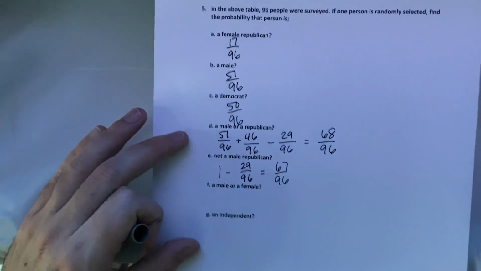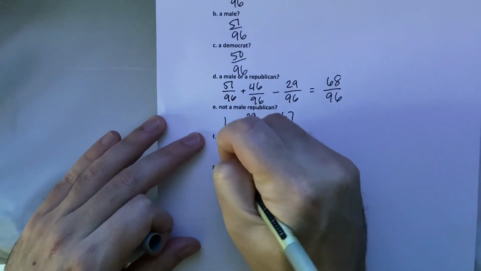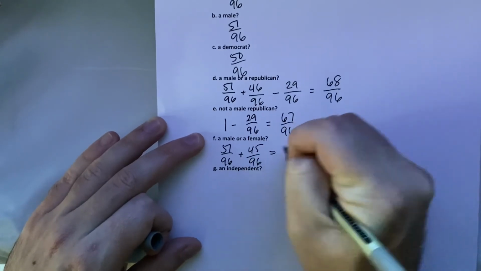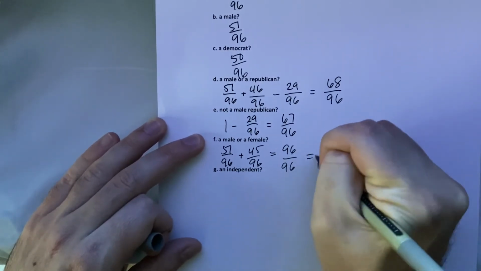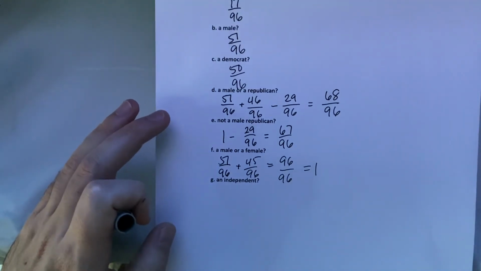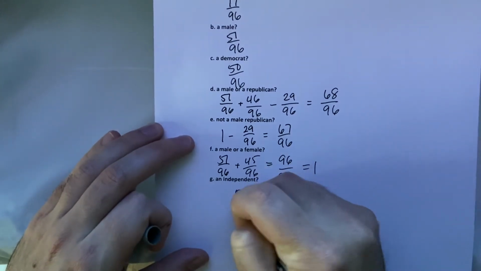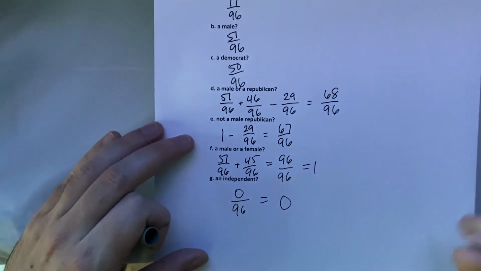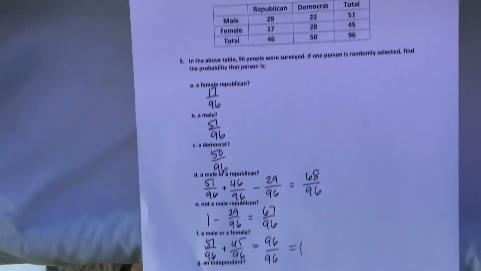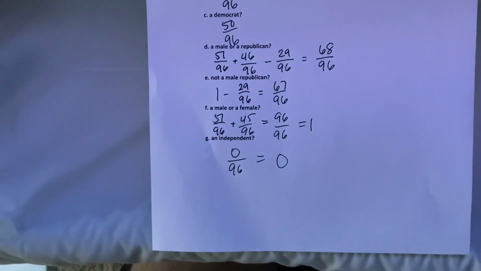A male or a female, those two don't overlap, so if we had 51 over 96 plus 45 over 96, that's 96 over 96, which is 1. Of course, everyone in the survey is either male or female according to the listing. And what about an independent? So this is a certainty, and there's no independents listed, so 0 out of 96, which is 0, which is an impossibility. So this is kind of how it works from a table by comparison. And that's really all there is in 8.4.